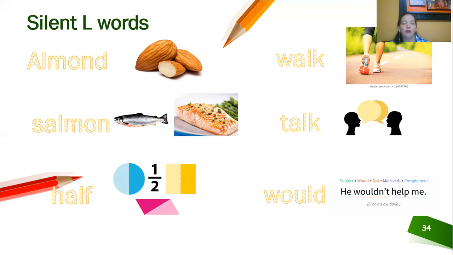And I'm going to pronounce them one more time. Almond, salmon, half, walk, talk, wood. Okay, so remember, these are silent L words. You don't pronounce the letter L. Like this, we have other cases, a lot of cases in English where consonants are silent. So keep in mind and remember these 6 words, and maybe you can look out for more that have the same things and a silent L in the middle of them.